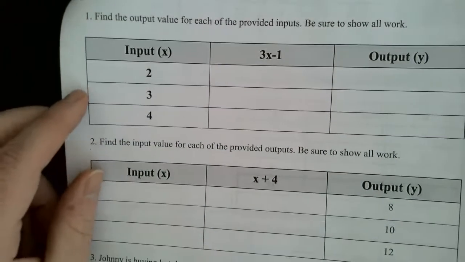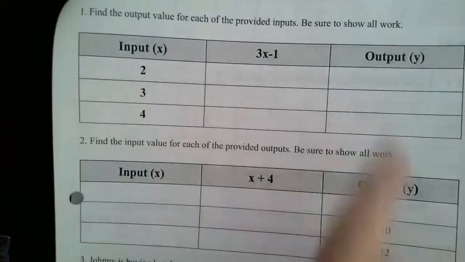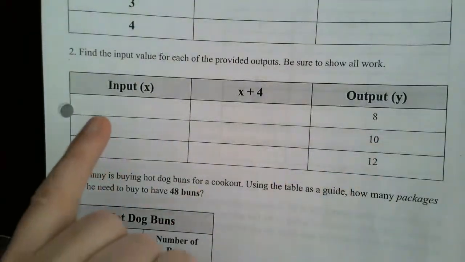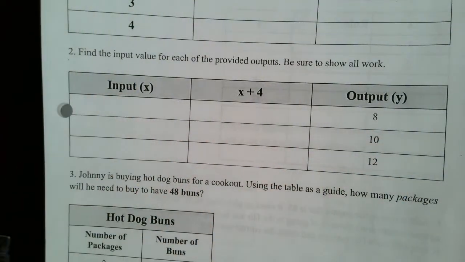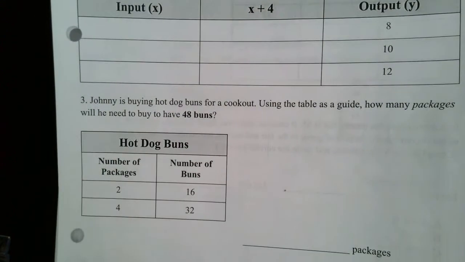Numbers 1 and 2, those should look very familiar. Those are input-output tables. For the first one, you're going from the input to the output. For the second one, you're trying to find the inputs. You're almost like going backwards. Okay, so make sure to complete those tables for 1 and 2.